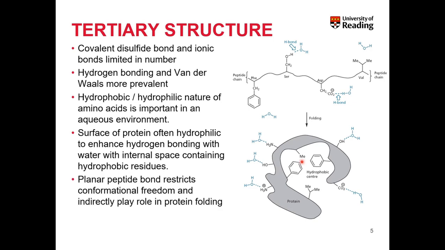Now, planar peptide bonds, of course, still restrict the amount of flexibility that the protein has, and so that indirectly plays a role in determining how proteins fold. And so it's the combination of all of these forces together that enable the protein to fold up into its tertiary structure. And so this involves all of the amino acid side chains and all of their properties that contribute to the formation of the protein structure.